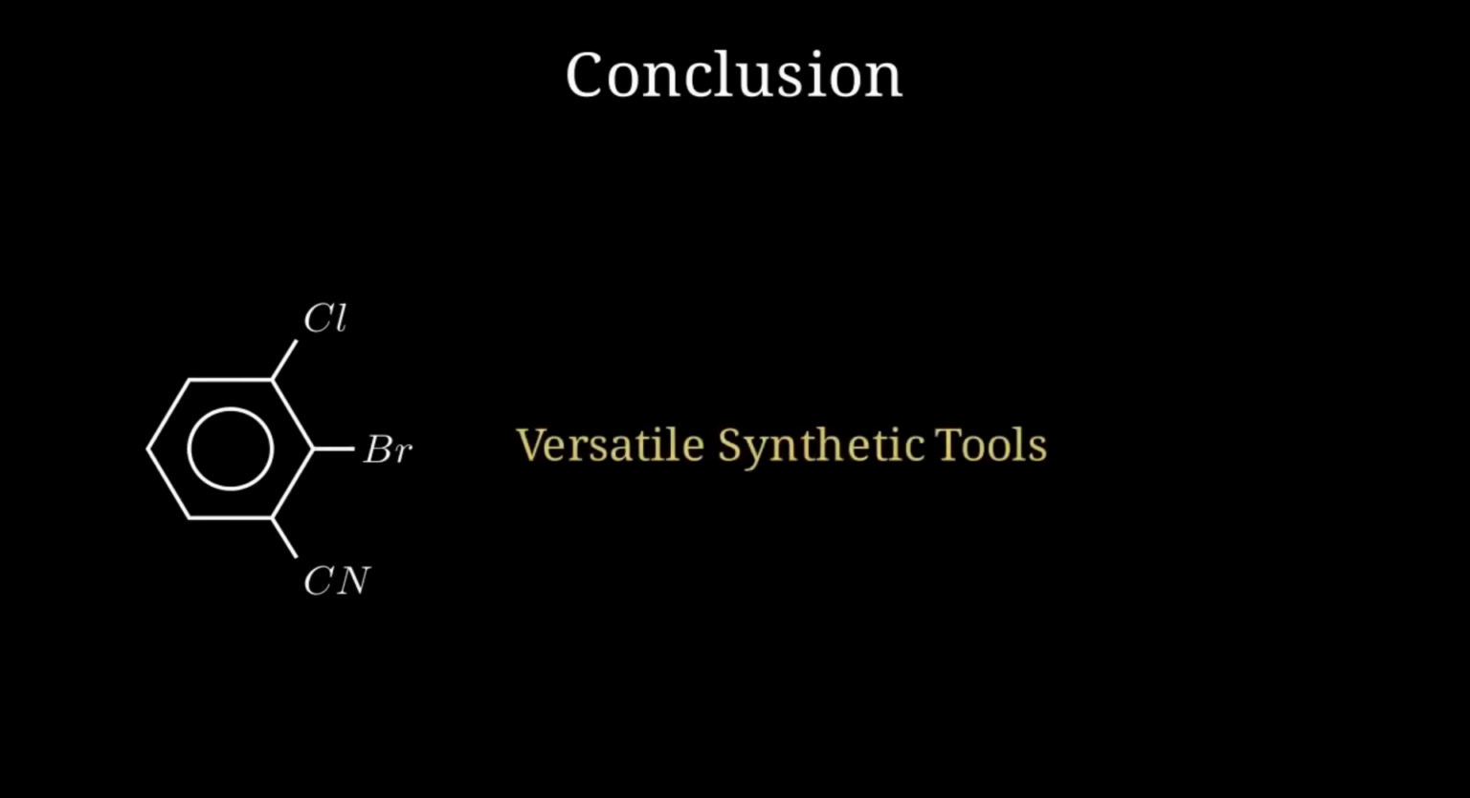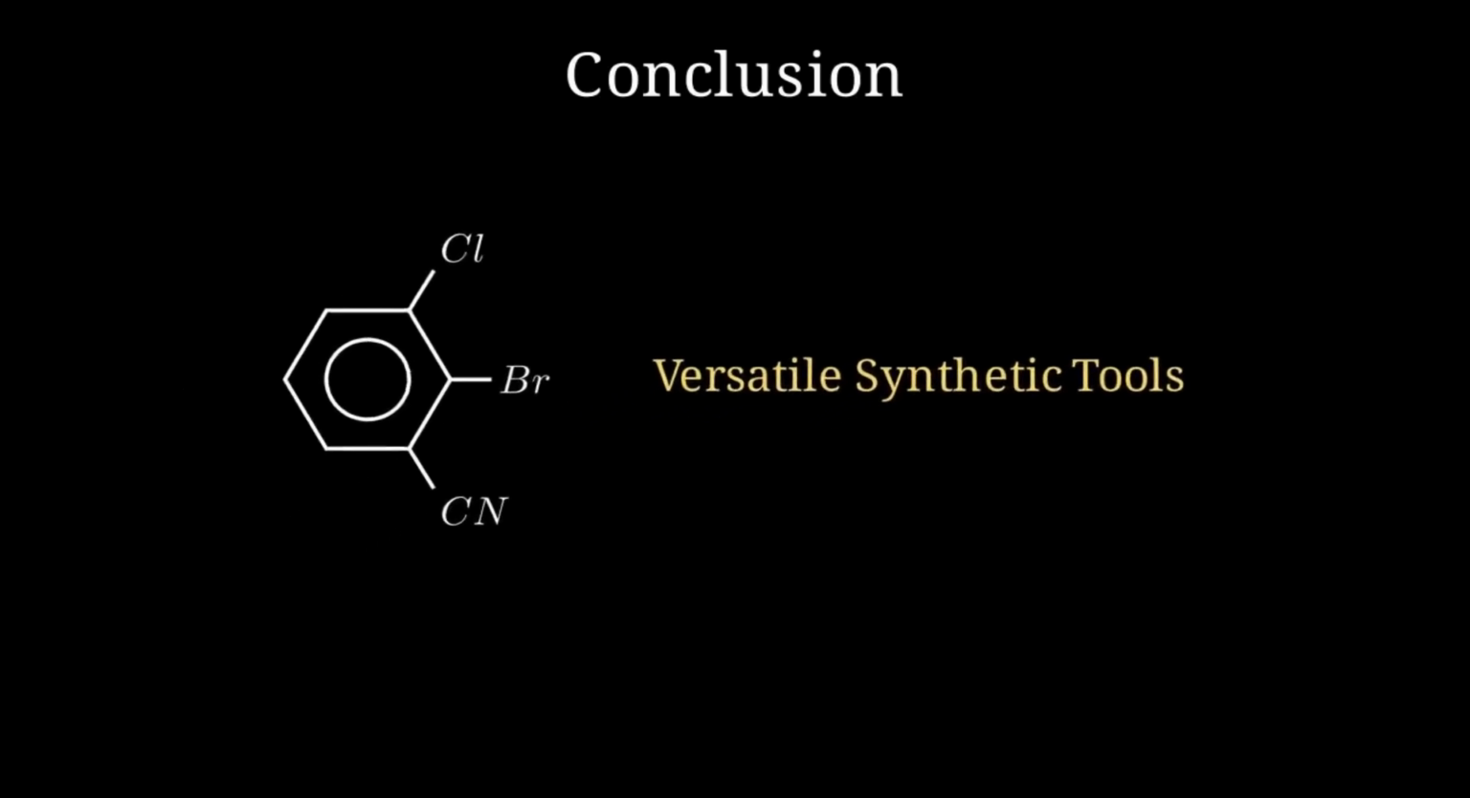Understanding these reactions allows chemists to build complex molecules with precision. Whether using Sandmeyer or Gattermann, the diazonium intermediate remains a cornerstone of organic synthesis.